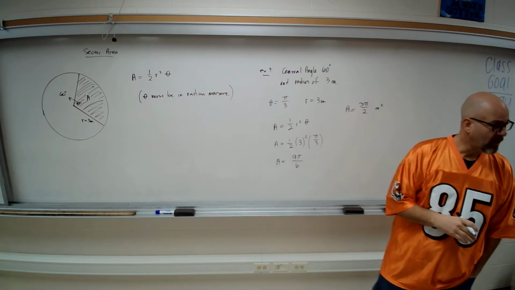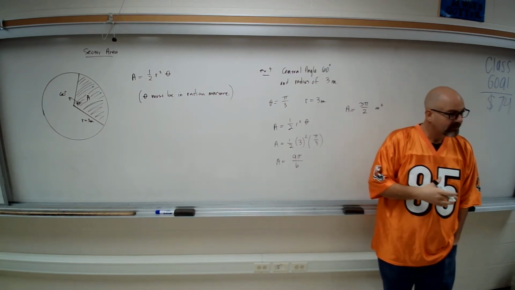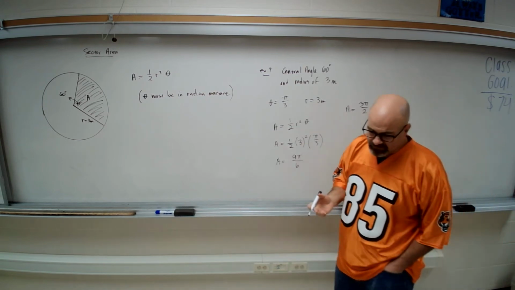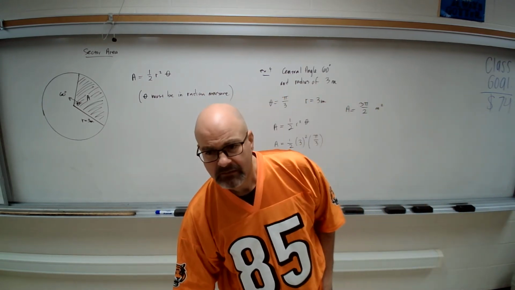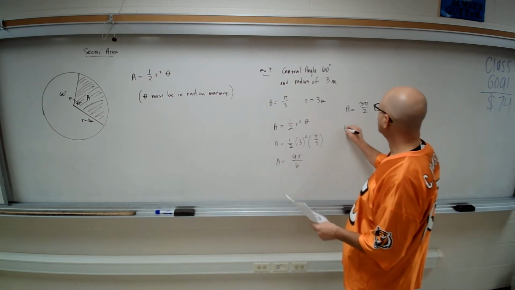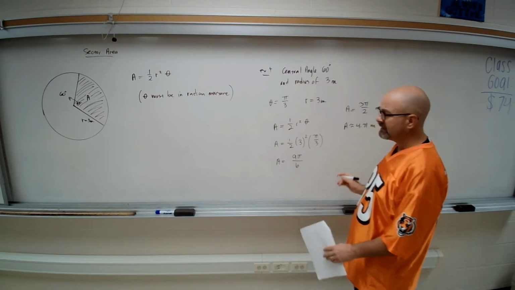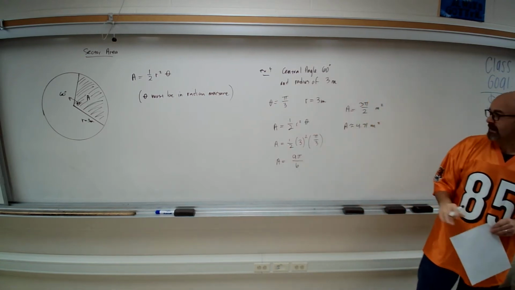It's probably a little awkward to write 3 pi over 2 meters squared. Did anybody work that out on their calculator? Well, I have it, it's 4.71. So I'd say the area is approximately 4.71 meters squared. And again, just typing that in.